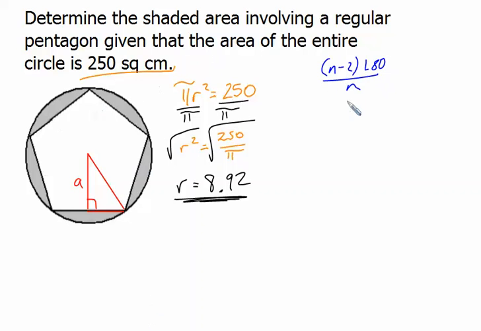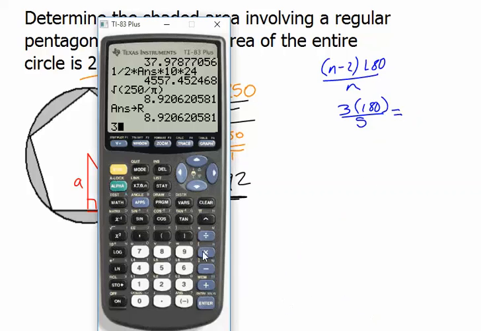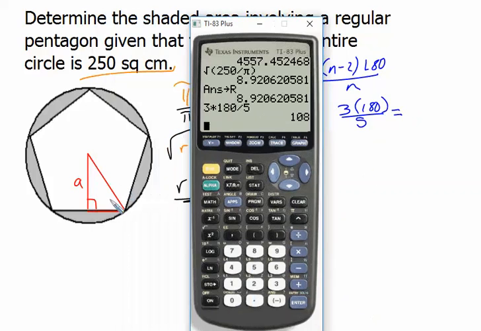Here, we've got a pentagon, so n is 5. And we'll work that out: 3 times 180 divided by 5. Let's go to our calculator. 3 times 180 divided by 5 is 108, but that's clearly not a 108-degree angle. Remember, we have to split it in half. So divide it by 2, and we'll get 54.